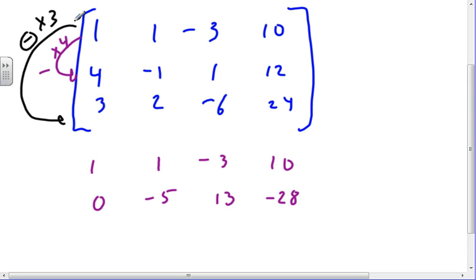I'm going to multiply by 3 and subtract. Multiply by 3 and subtract. I wanted a 0 here. I want a 0 there. So when I multiply by 3, I get a 3. When I subtract it, I get a 0 where I want the 0 to be.